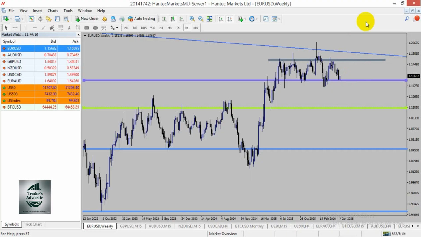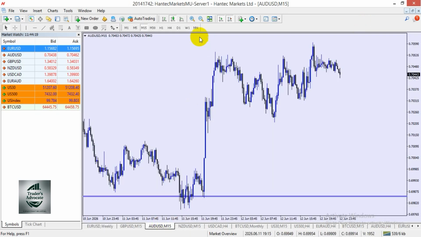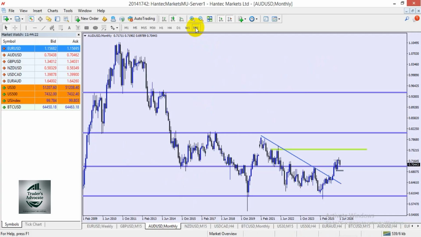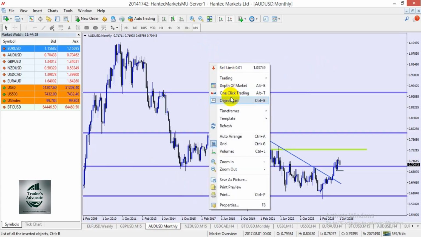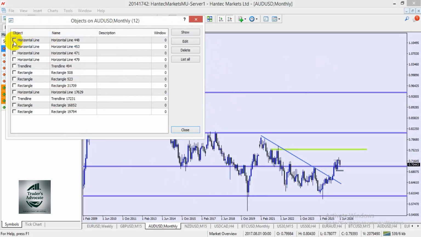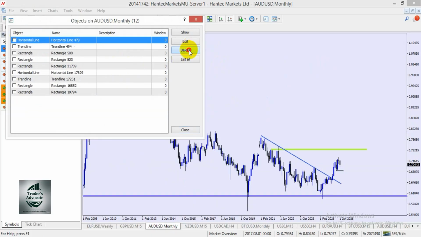So what are we looking out for next? Let's look at AUDUSD. Can we use AUDUSD for this? Yeah, I'm going to use AUDUSD to do the next analysis. Pardon me, I'm going to take off the chart. We'll close at AUDUSD.